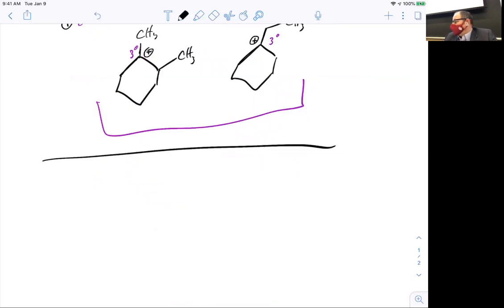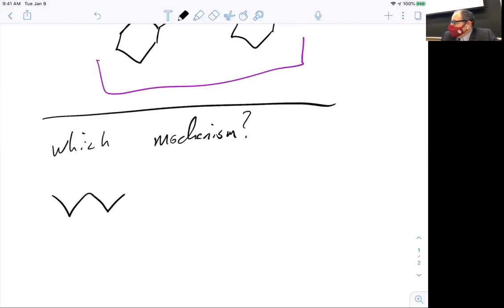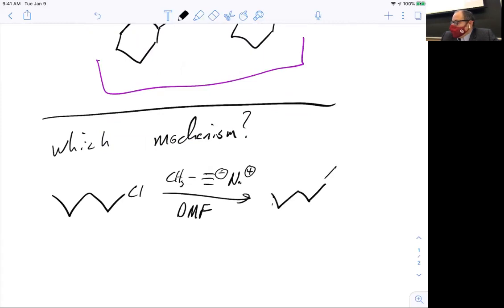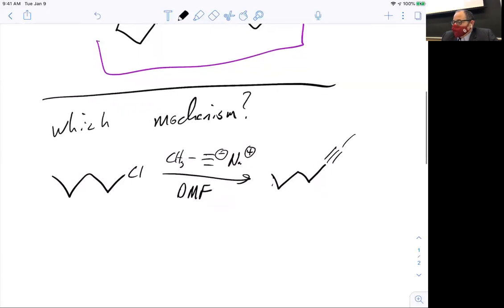Okay. Let's look at, so this one is a which mechanism? Again, let's take about 30 seconds, look at this one, evaluate it.